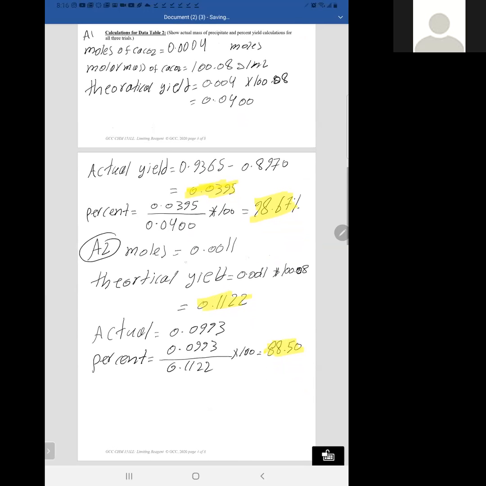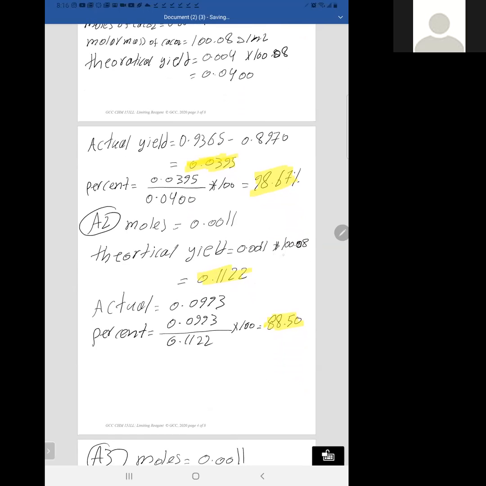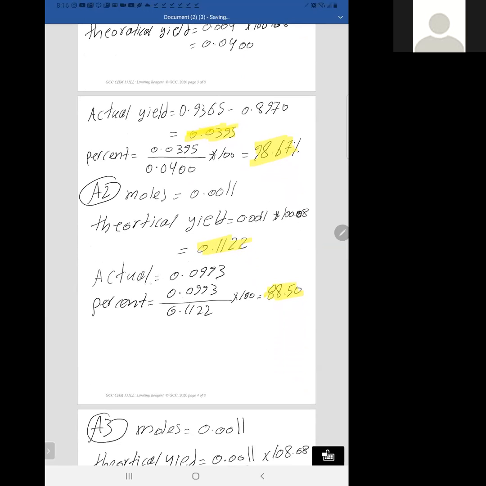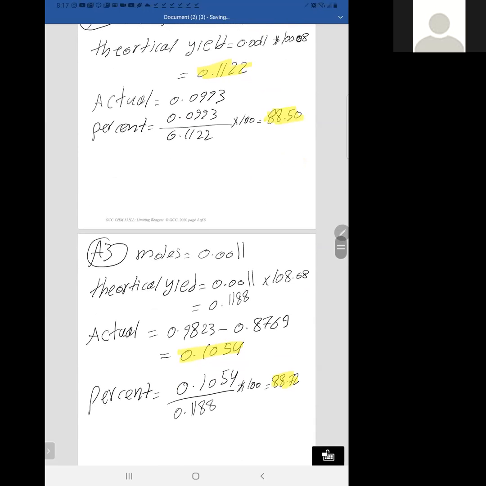For the next one, we did exactly the same process, and we have the moles, which is 0.0011, which is the smaller one, and we're gonna multiply it by 100.08, and we get the result 0.1122. And the actual, we did also the same thing. We get the result 0.0993. The percentage also the same thing. Divided, multiplied by 100, we get 88.50%.